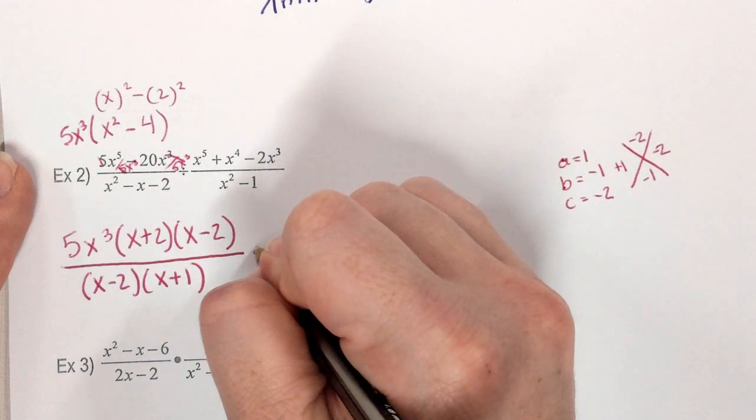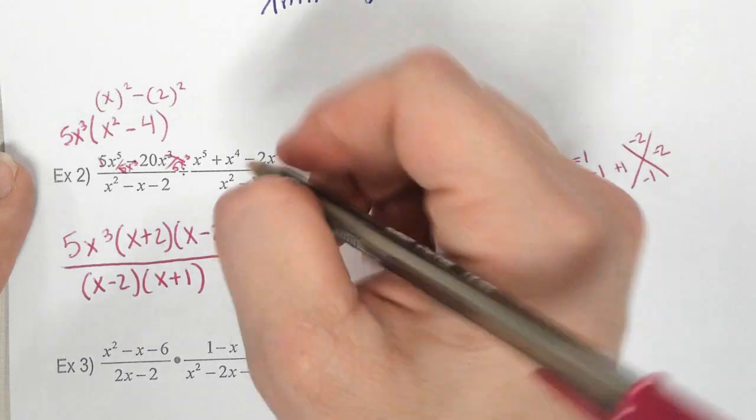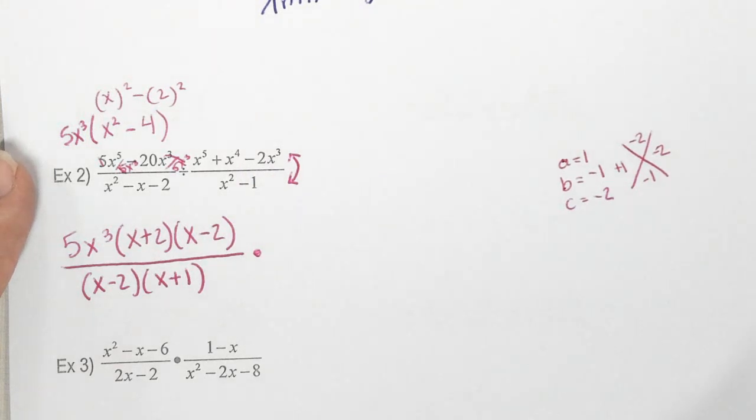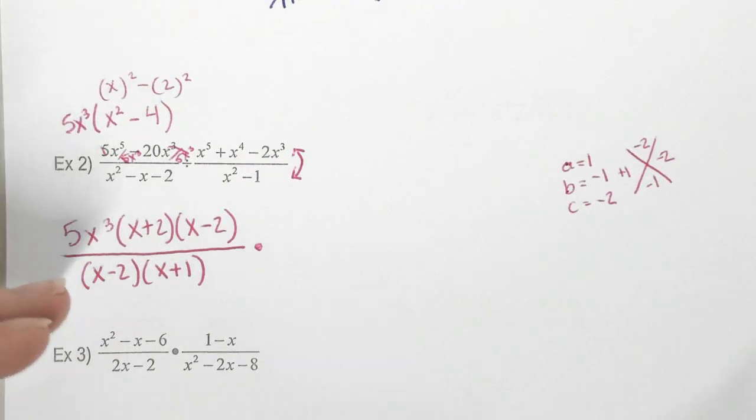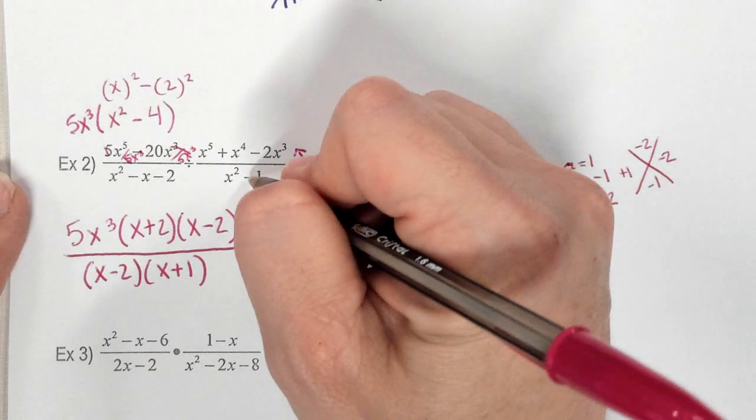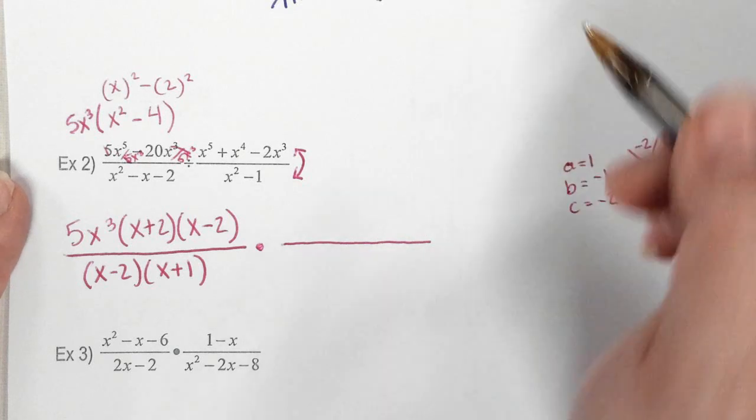Now I'm going to change this to multiplication because we don't like division, and we're going to flip what's after our division symbol. So I'm going to start on the bottom, but I'm going to write it on the top, yes? How would I factor x squared minus 1? Is it factorable? Yes.